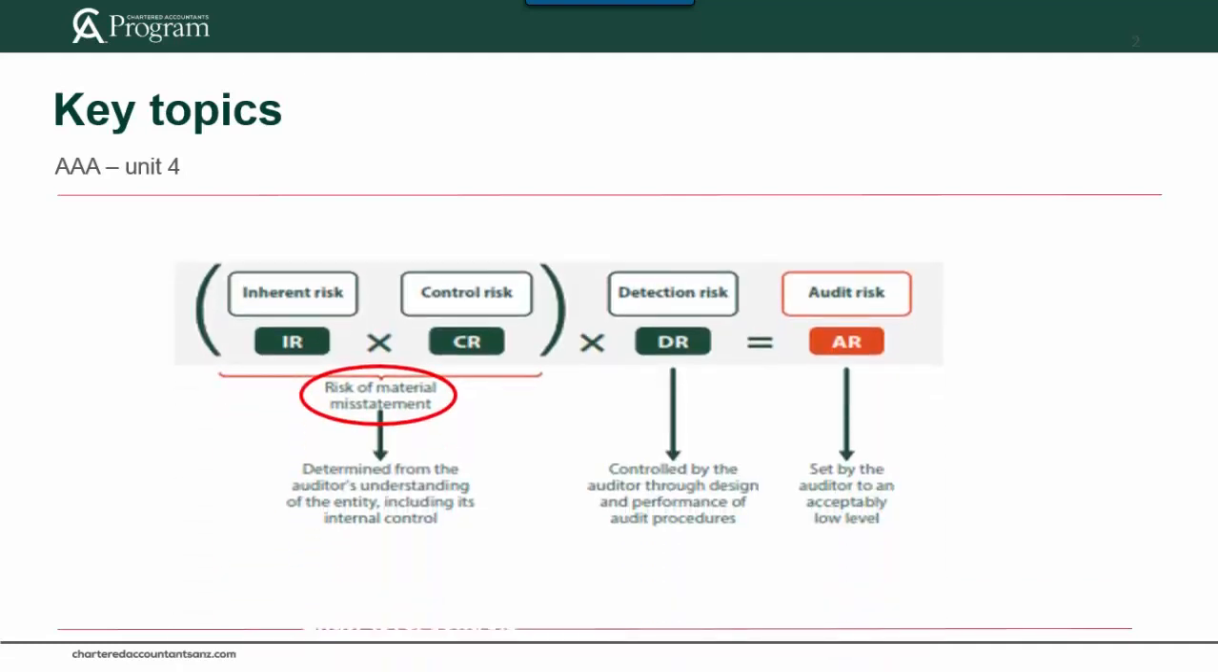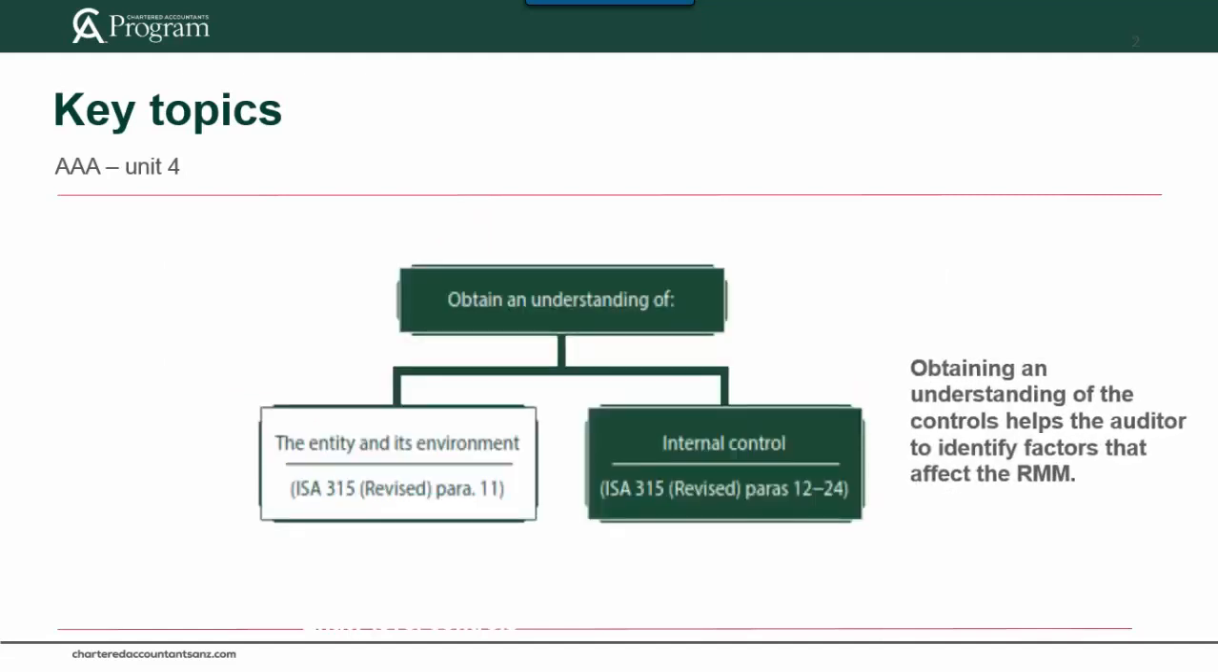Remember from Unit 1, the audit risk model outlined that the auditor's responsibility is to identify and assess the risks of material misstatement through understanding the entity and its environment, the inherent risks, including the entity's internal control relevant to the audit, which relate to control risks. This is the focus of Unit 4. Therefore, obtaining an understanding of the controls helps the auditor to identify factors that affect the risks of material misstatement. The auditor can then design further audit procedures to address these risks.